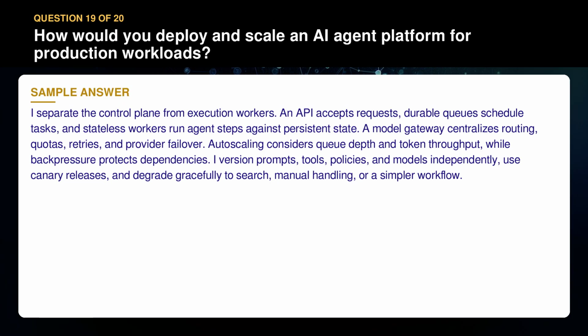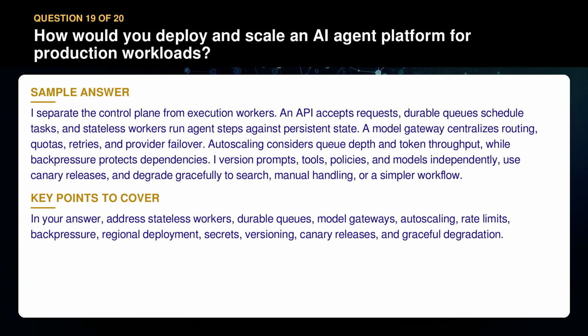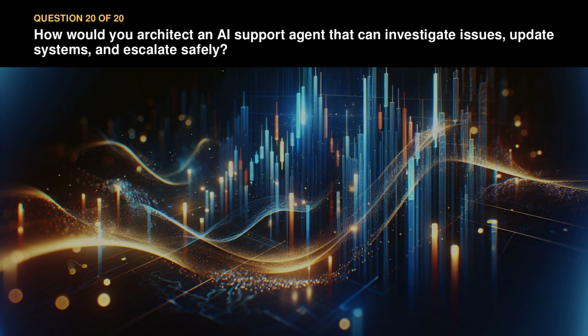In your answer, address stateless workers, durable queues, model gateways, autoscaling, rate limits, backpressure, regional deployment, secrets, versioning, canary releases, and graceful degradation. Question 20. How would you architect an AI support agent that can investigate issues, update systems, and escalate safely?